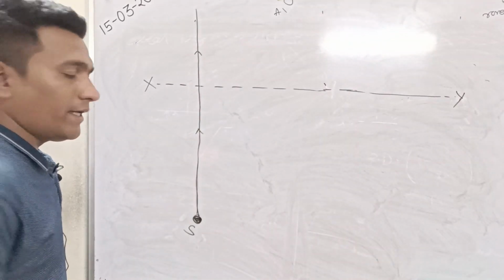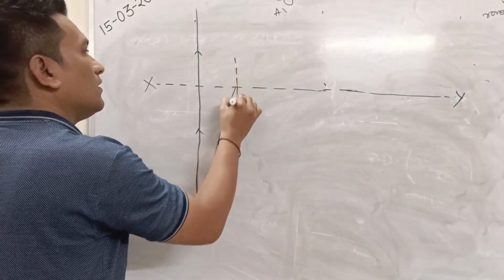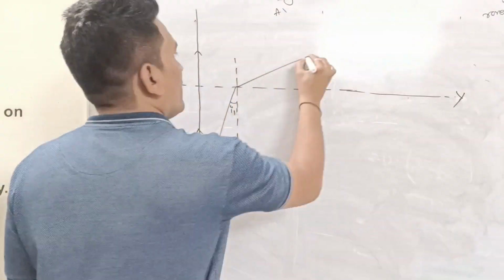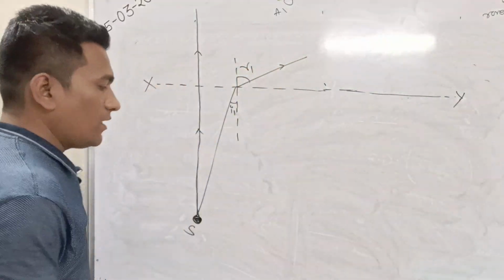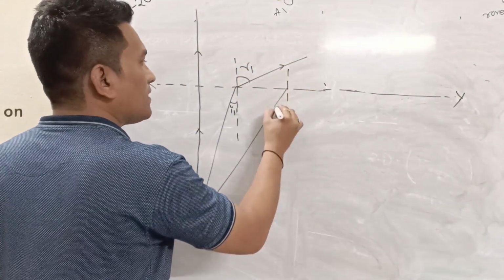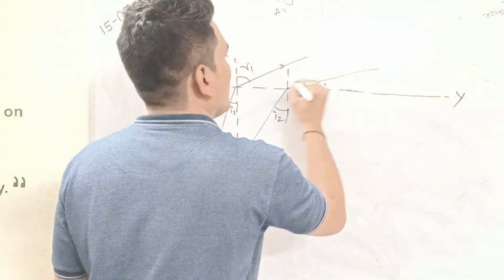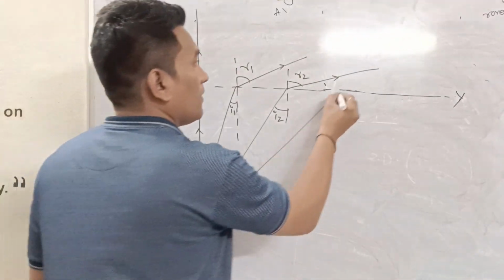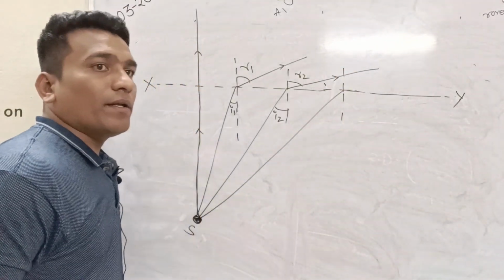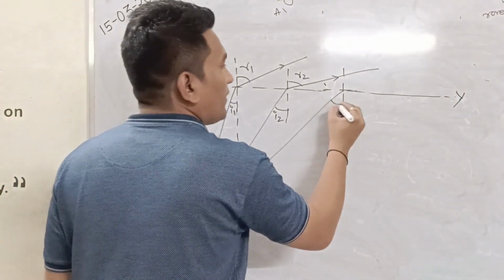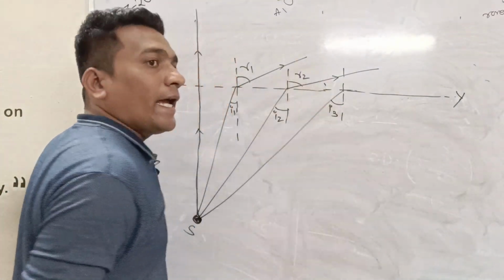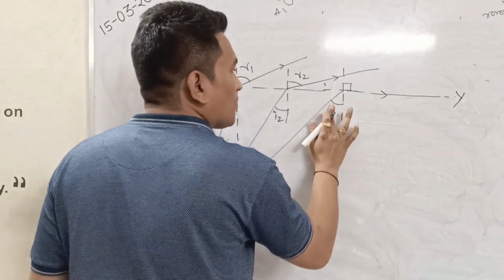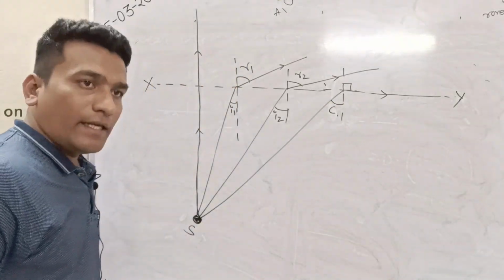It will remain undeviated. Angle of incidence I1, angle of refraction R1. As I go on increasing the angle of incidence, the angle of refraction will go on increasing. There will be one angle of incidence where the angle of refraction is 90 degrees. That angle of incidence is called the critical angle, C.